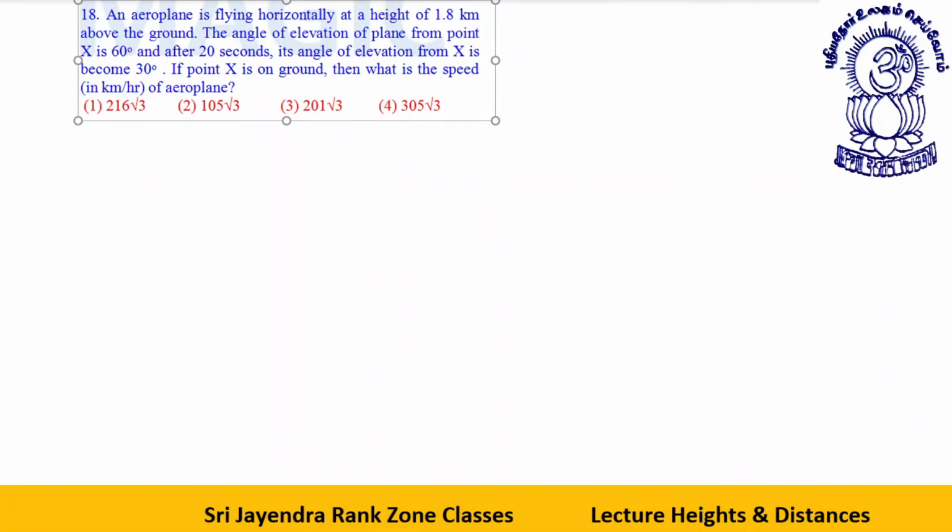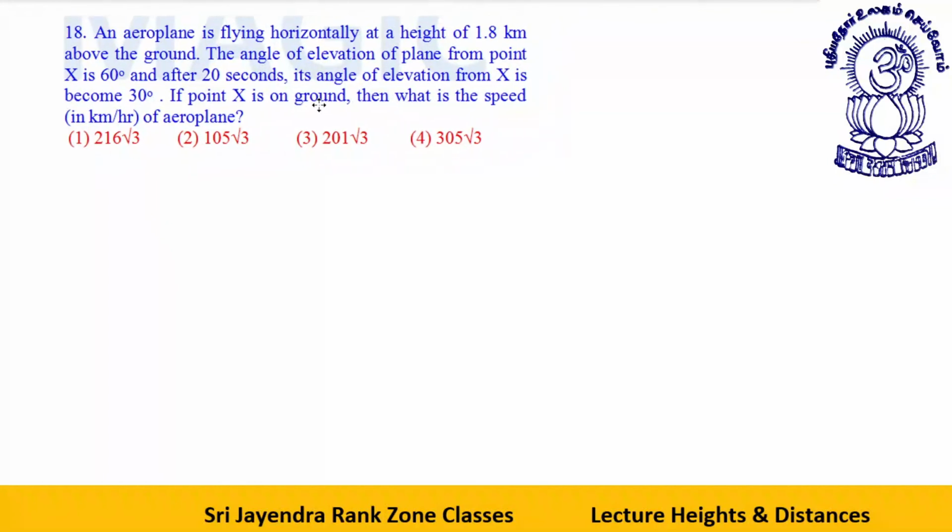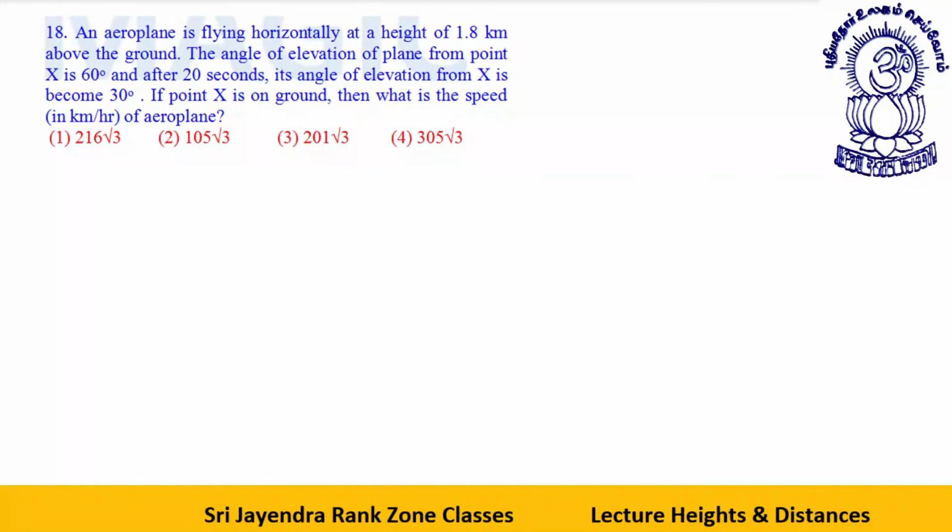Now see, an aeroplane is flying horizontally at a height of 1.8 kilometer above the ground. The angle of elevation of the plane from a point X is 60 degrees, and after 20 seconds its angle of elevation from point X becomes 30 degrees.